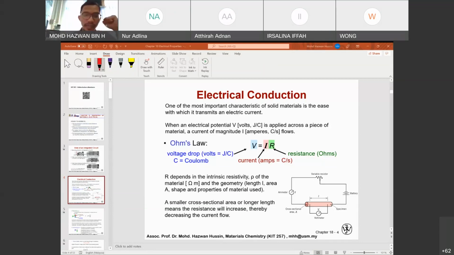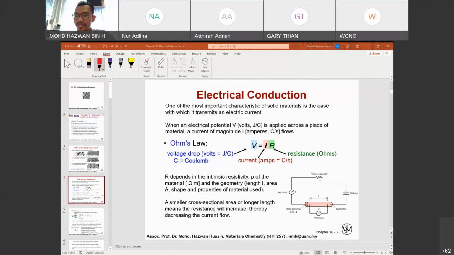Okay, right. So Gary, do you agree with that answer? Do you think that 10 centimeters will give a higher conduction as compared to 2 centimeters? I think so. Based on the one that was explained just now. Okay, so you have a statement saying that a smaller cross-sectional area or a longer length means that the resistance will increase, thereby decreasing the current flow. You still agree, Gary? Not so sure. Okay, never mind.